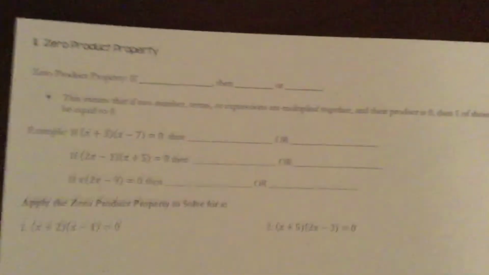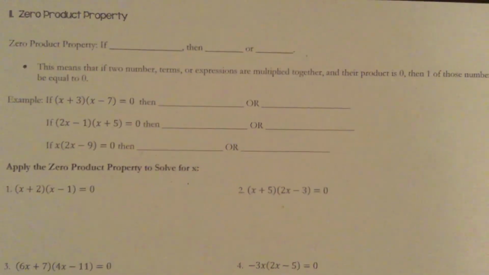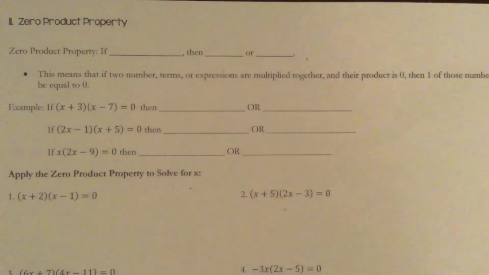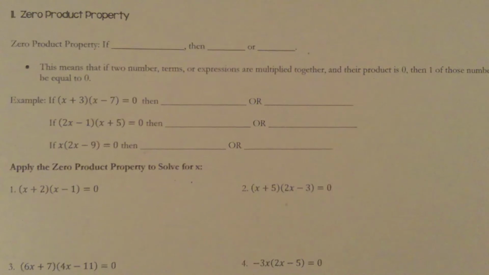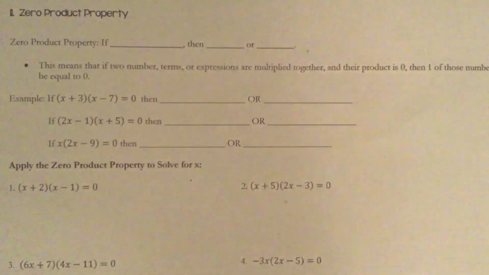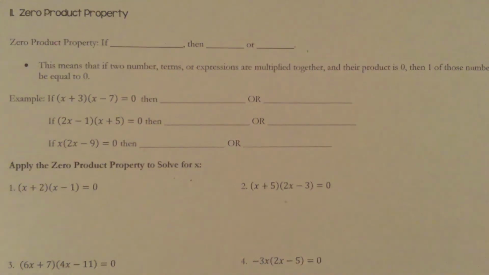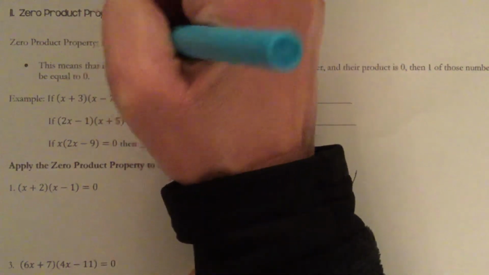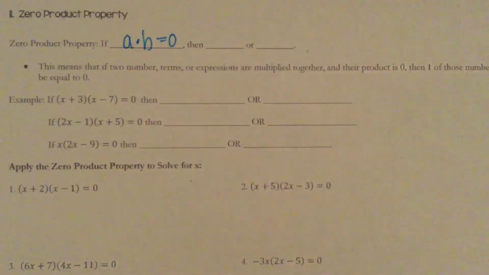All right, the last thing we want to talk about today is the zero product property. And zero product property is going to be used in our next lesson on solving by factoring. So today we just want to get an idea of what the zero product property is and how it could help us. So the zero product property states that if A times B is equal to 0.